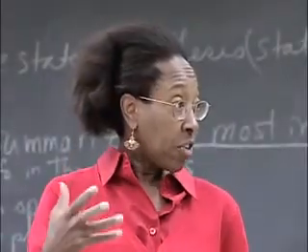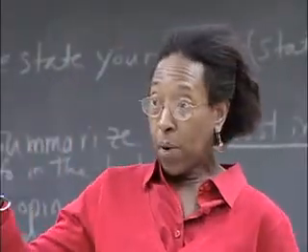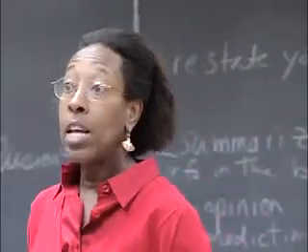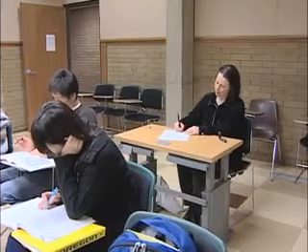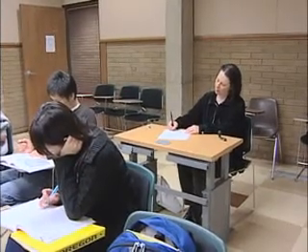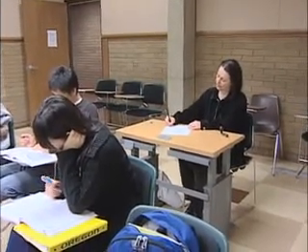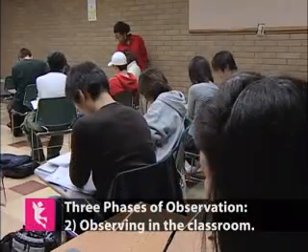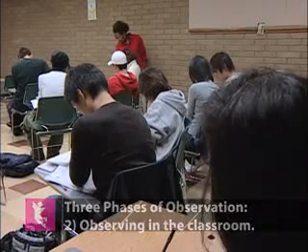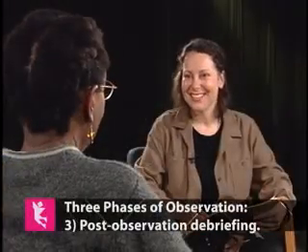The focus in this module is on formative or peer observation. Formative observation can benefit both the observed teacher and the teacher doing the observation. In order to do so, it must be carefully organized. We will follow some teachers through the 3 phases of a successful observation. First, preparing for the observation, then observing in the classroom, and finally, the post-observation debriefing.